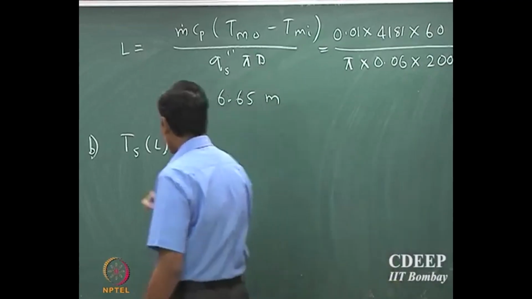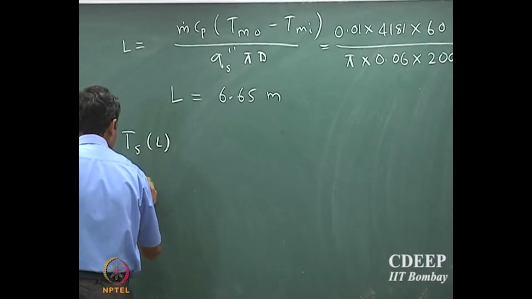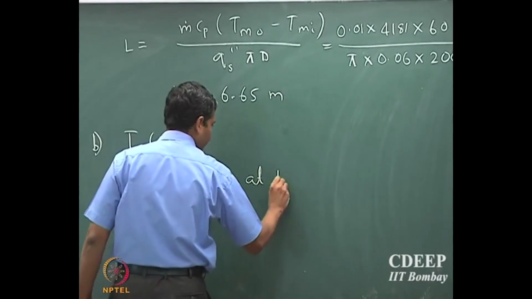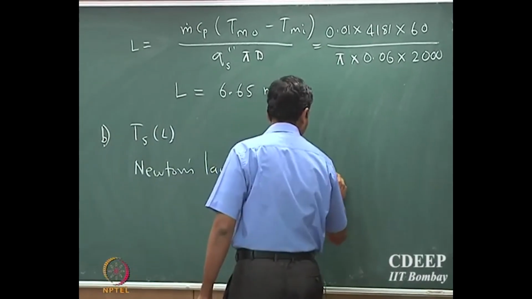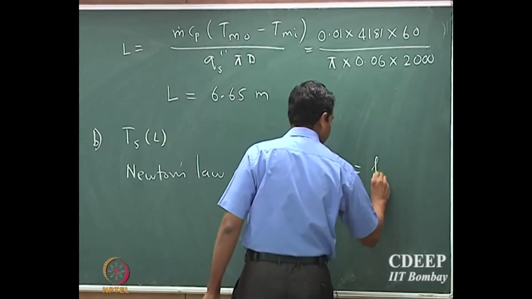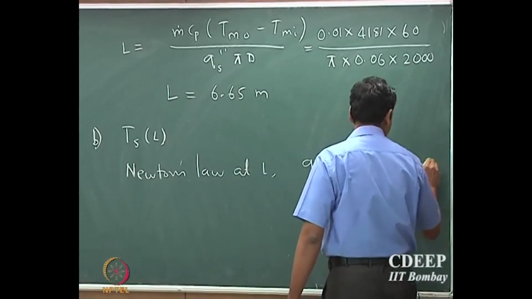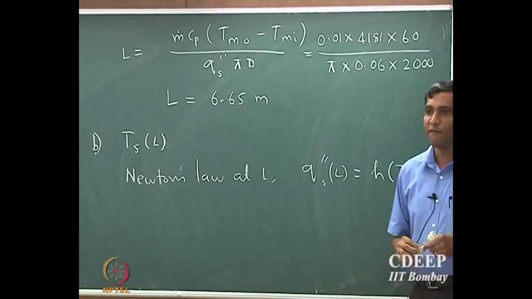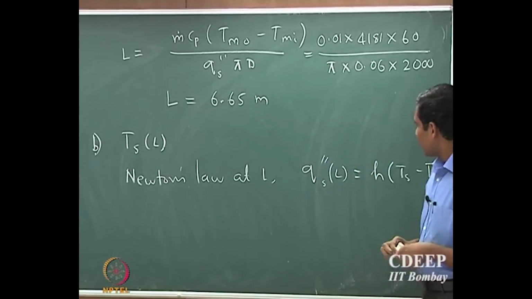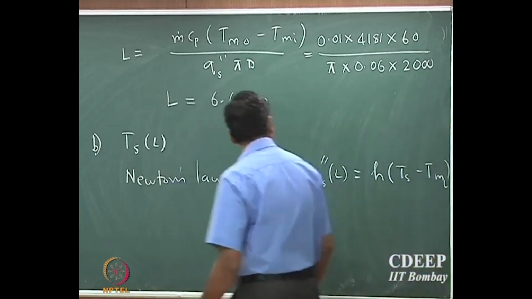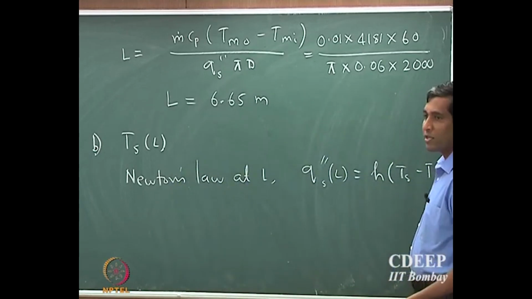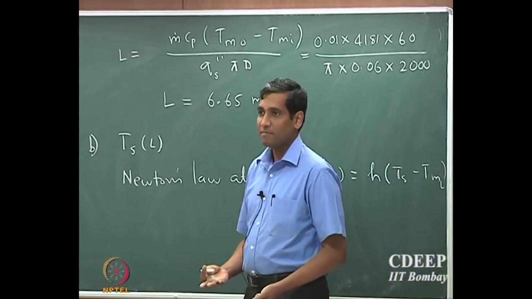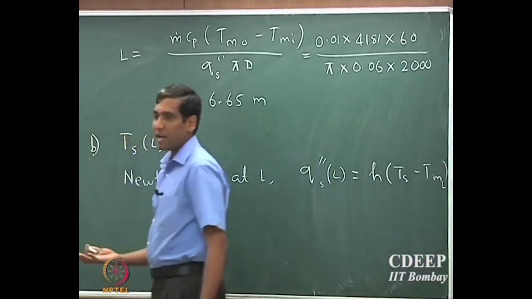So we know that, supposing I write Newton's law of cooling at L, so Qs at L will be h into Ts minus Tm at L, right? So that's Newton's law of cooling at L. Now, if I know the heat transport coefficient and what Tm is, I'm done, right? But I know much more than that. So it's a constant flux condition.